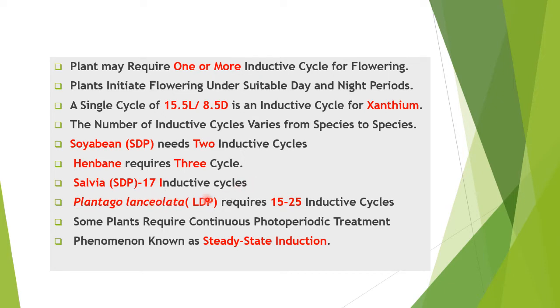Plantago lanceolata is a long day plant. It requires 15 to 25 inductive cycles. Some plants require continuous photoperiodic treatment. The phenomenon is known as steady state induction. So that means for flowering, the inductive cycle is very important. Depending upon the species, inductive cycles vary from 1 to 25.